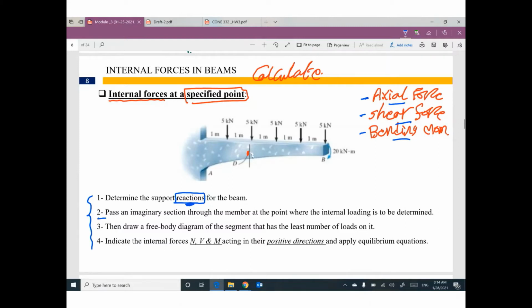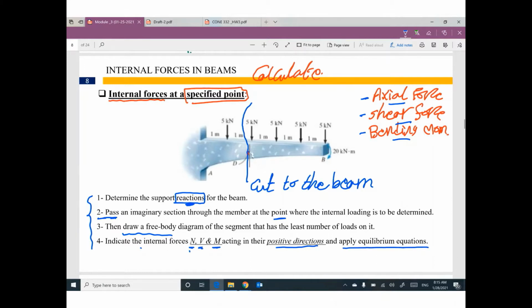Second step, make an imaginary section at the point you are looking for. We are looking for point D, so go ahead and make a cut to the beam at the specific point. Then draw something called a free body diagram. Then indicate the internal forces: N as axial, V as shear, M as moment. These internal forces will be in the positive direction. And then you can apply equilibrium equations.